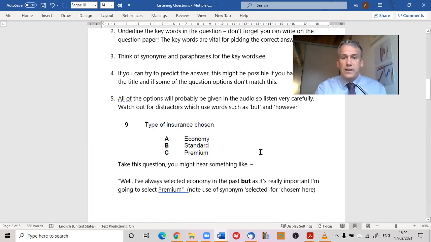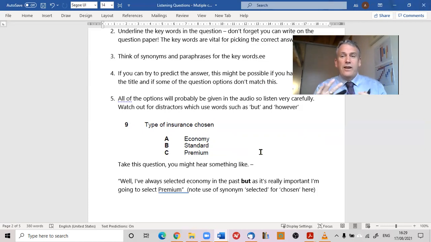So the question is, choose the type of insurance chosen. We have 3 choices: economy, standard, premium. So in the audio, you might hear something like this. Well, I've always selected economy in the past, but as it's really important, I'm going to select premium.